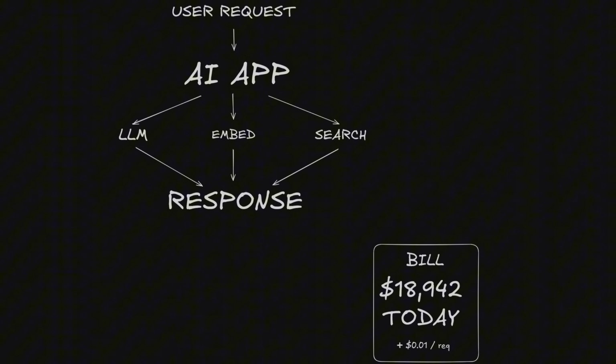A single user request does not trigger a single model. The application may call an embedding model. It may run a search over indexed data. Then it sends context into a large language model. All of this happens before the user sees a response. One visible answer, multiple hidden computations, and each component adds to the total cost.